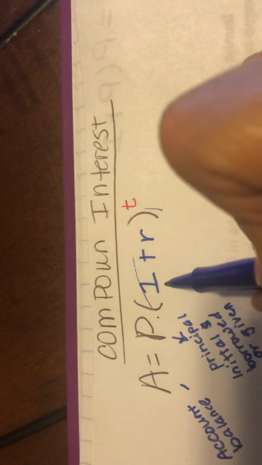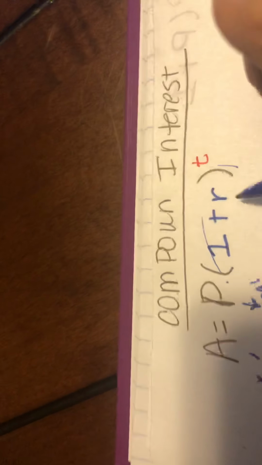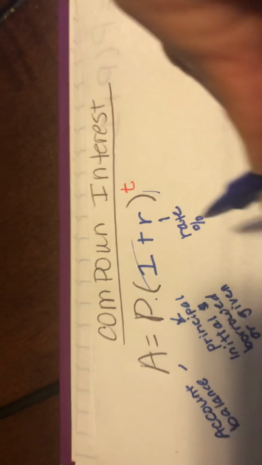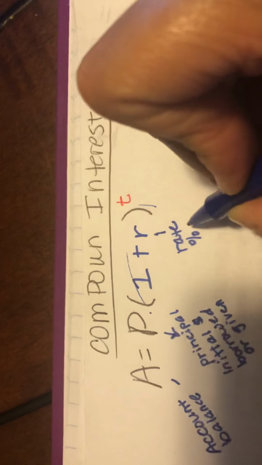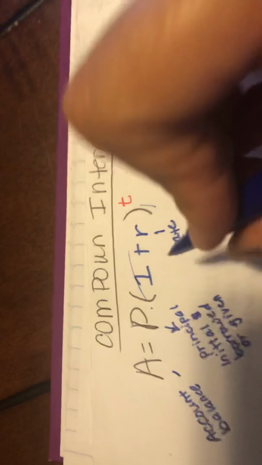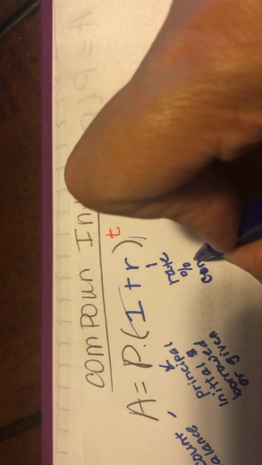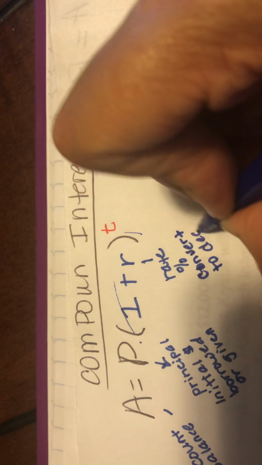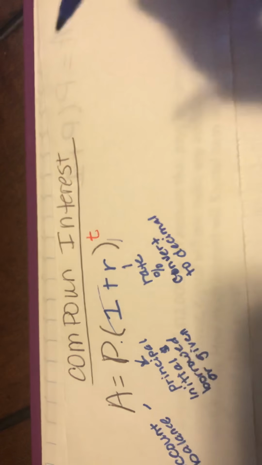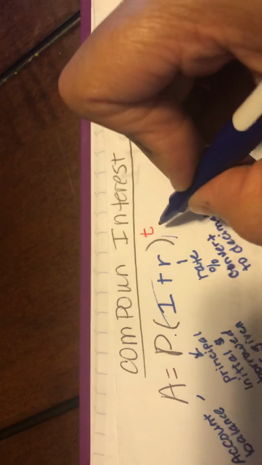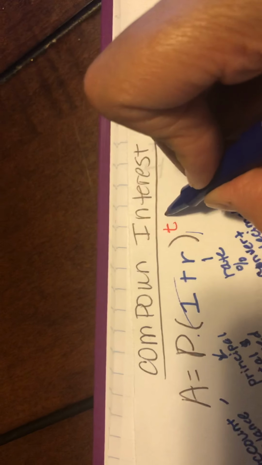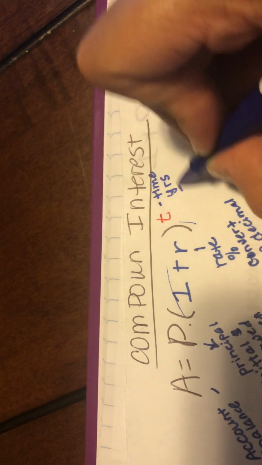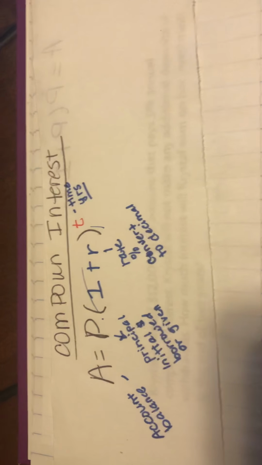And this is 1, that's just a number 1. R is for rate. Again, it's given to you in a percent, and you have to convert to decimal, okay? And T is an exponent. It's an exponent, and it is your time. Again, in years. Okay? You have to do it in years.